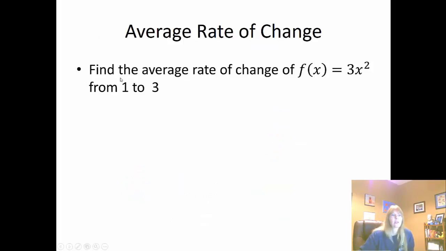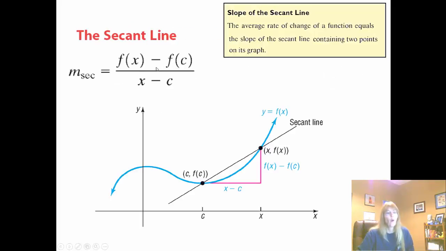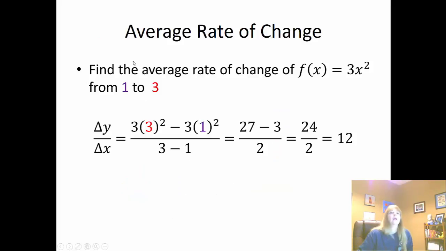So let's try to do this. Find the average rate of change of this function from 1 to 3. Looking back at the formula, you see what we're doing. We evaluate the y value, the f of x, minus the other y value. Well, guess what that is? The top, the change in y's. And then we divide by the change in the x values. So going back here, to evaluate my y values, I evaluated 3, the larger one, minus 1, the smaller one.